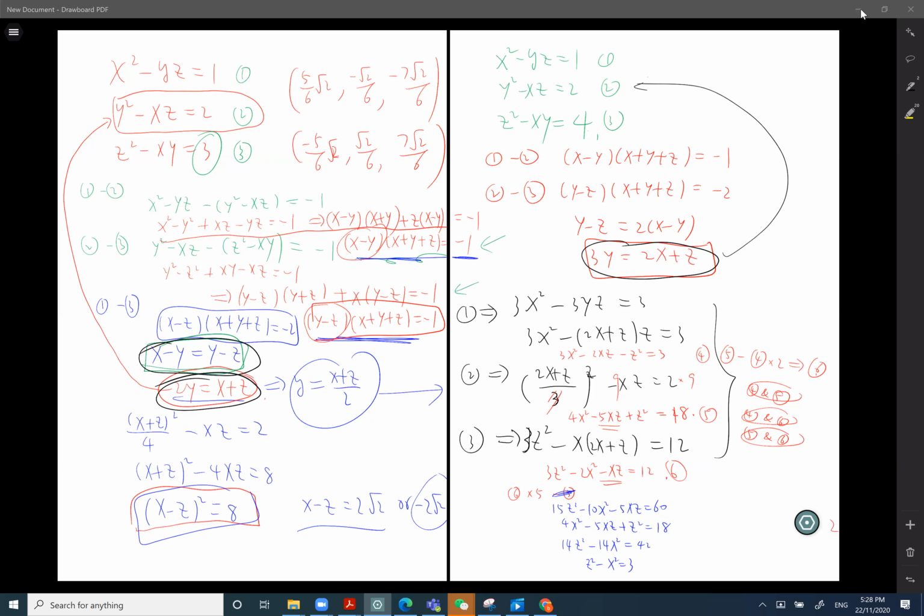Check out equation 3 minus 1. What do we have? You got z squared minus x squared minus xy plus yz equals 3. And we got z squared minus x squared equals 3. Which means y times z minus x equals 0.